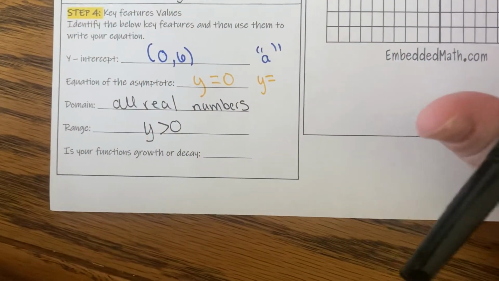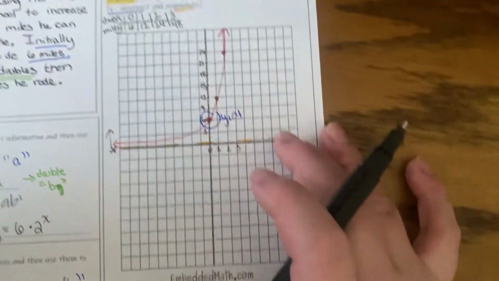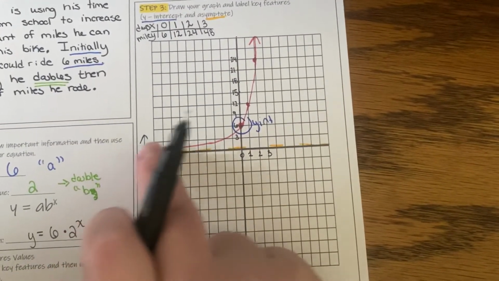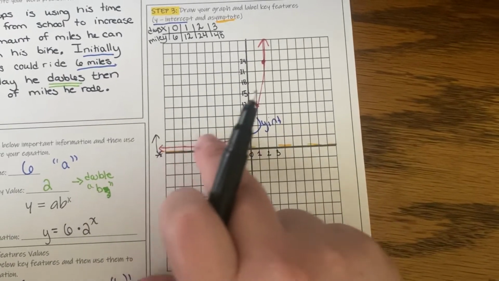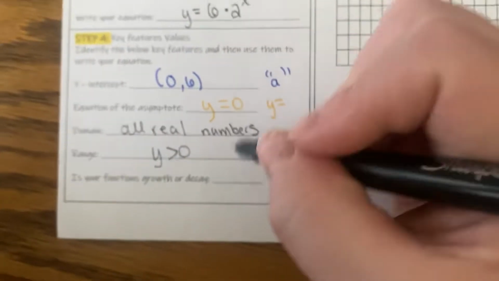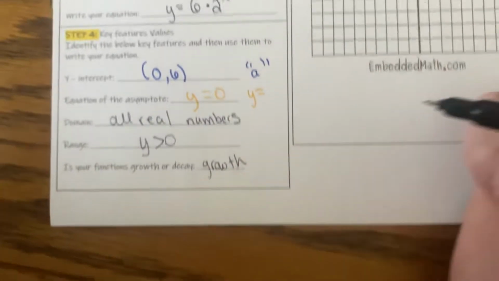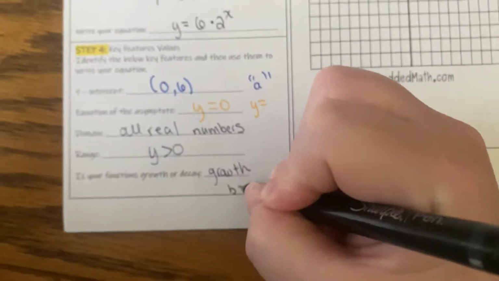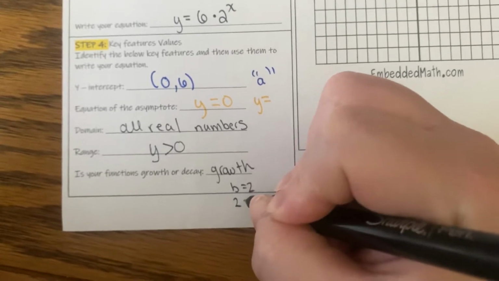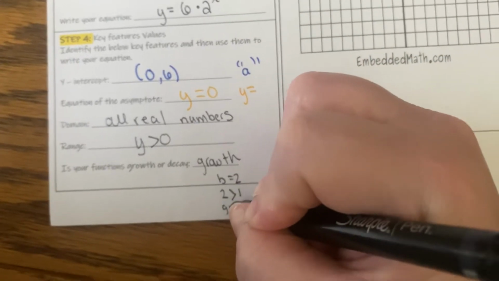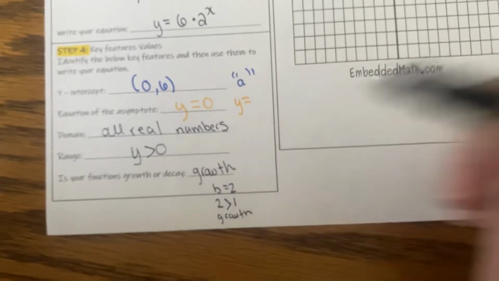And the last question is, is this growth or decay? So if you look at this, my graph's going up as I go from negative to positive across the graph. My graph's getting bigger, so this is definitely growth. And we also knew that because our b equaled 2, and 2 is greater than 1, so that made it a growth problem as well.